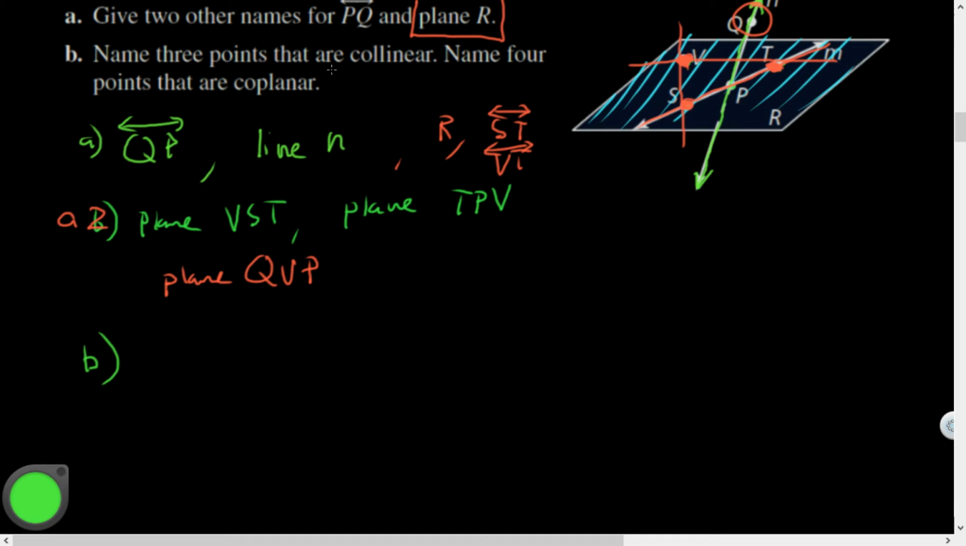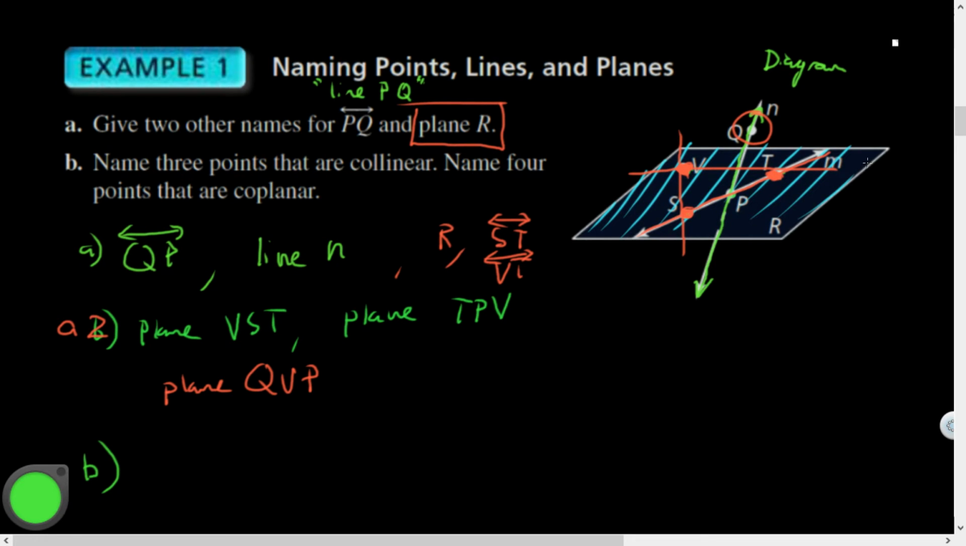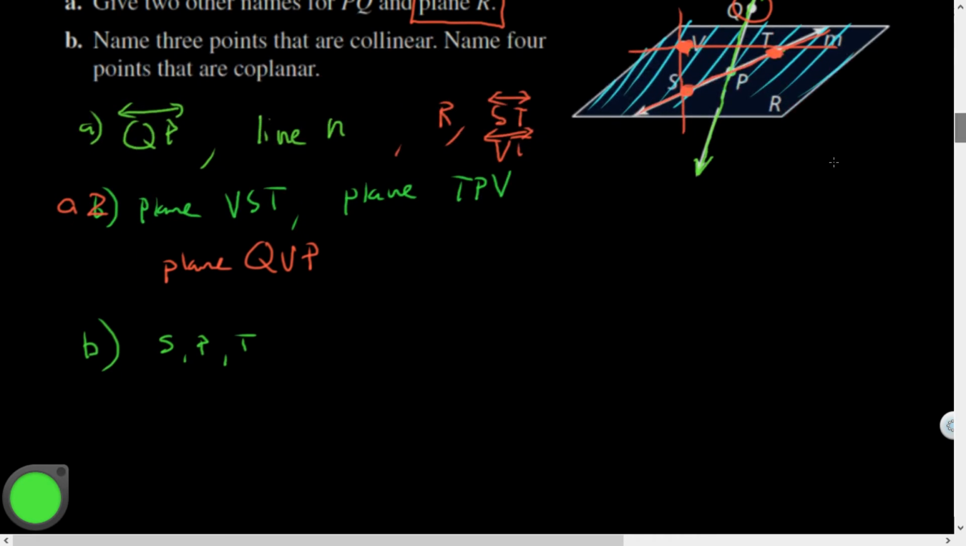Let's see. Name 3 points that are collinear. Does that exist in this drawing? I know I've drawn all over it, but collinear. So 3 points that exist on a single line. S, P, T. I think those are the only ones. S, P, and T. And then name 4 points that are coplanar. So we'll call this B part 2.